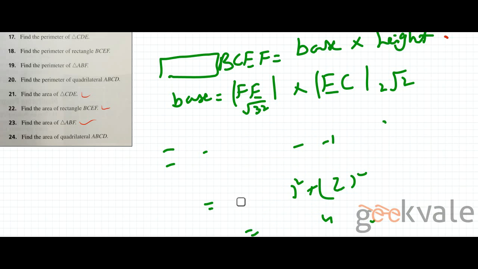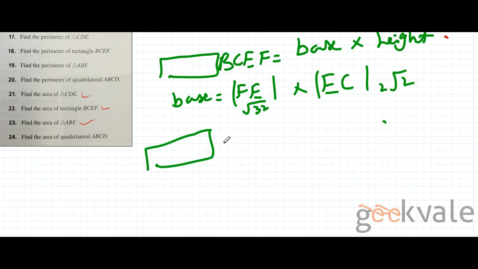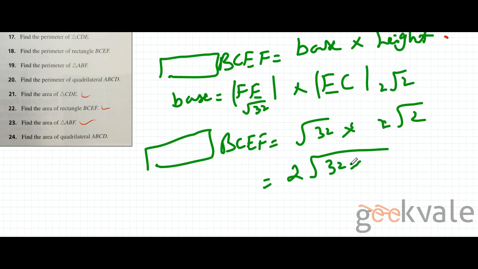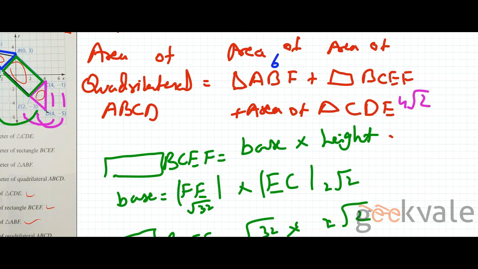Okay, with that being done, we can take that away, and we have the area of the rectangle BCEF will be square root of 32 times 2 square root of 2. As I mentioned earlier, when two under roots multiply, you can multiply them inside one under root. So you'll get 2 square root of 32 times 2. You'll get 2 square root of 64. You'll get 2 times 8. You'll get 16 from there. So the area of this rectangle turns out to be 16.